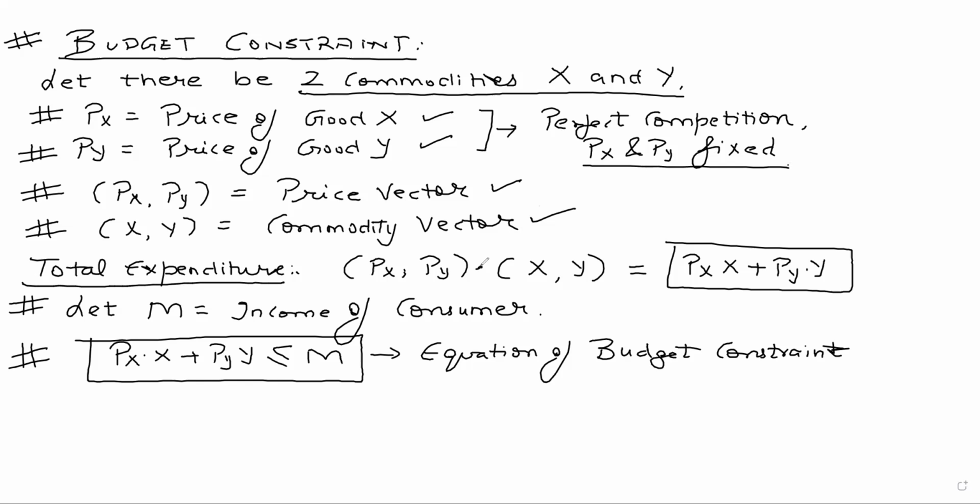So my budget constraint simply indicates that total expenditure by the consumer should be less than or equal to the total income.